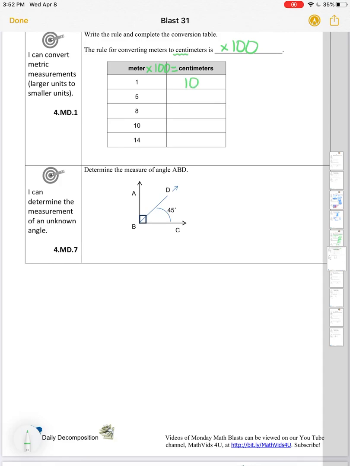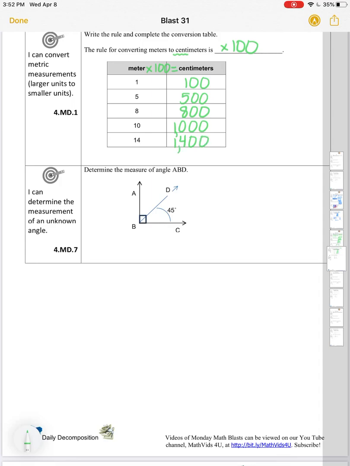1 meter times 100 equals 100 centimeters. 5 meters times 100 equals 500 centimeters. 8 meters times 100 equals 800 centimeters. 10 meters times 100 is 1,000 centimeters, which is 1,000. And 14 meters times 100 would be 1,400 centimeters.